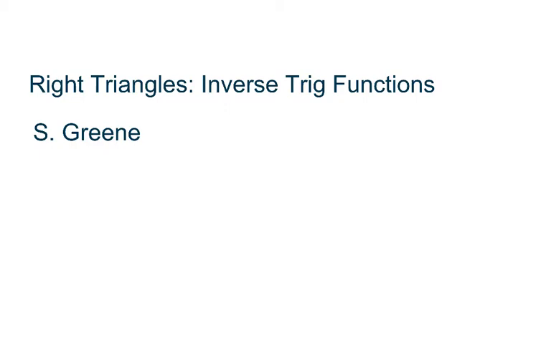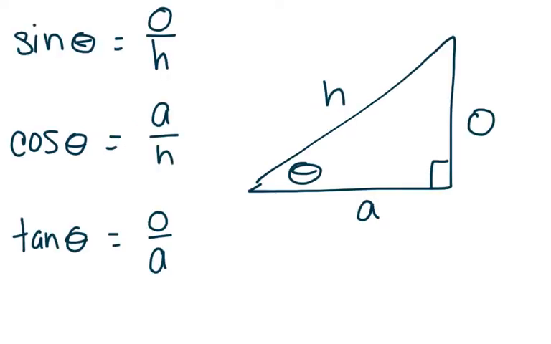This video is about the inverse trig functions in the context of right triangles. Previously, we used the fact that sine of theta is opposite over hypotenuse, cosine of theta is adjacent over hypotenuse, and tangent of theta is opposite over adjacent in order to determine the values of the missing sides of right triangles. But now, the problem we're going to work towards solving is determining the measure of the angle based on the values of the sides.